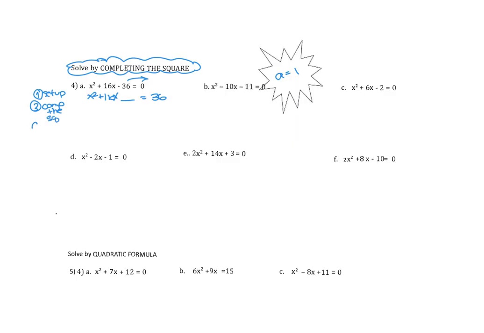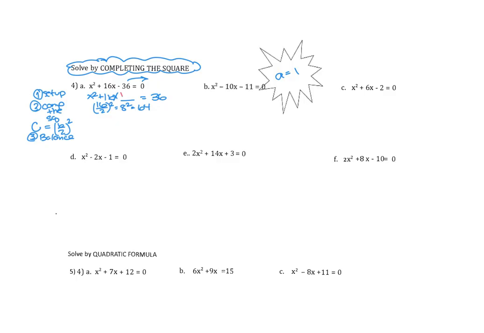And that's when, to find my C, the C that would complete the square, I do my B divided by 2 and I square it. So in this case, my B is 16, so I'm going to do 16 divided by 2, and I'm going to square it. I get 8 squared, I get 64. So this is when I'm going to add 64 to both sides, and I also balance the equation. That's where I add it to both sides.